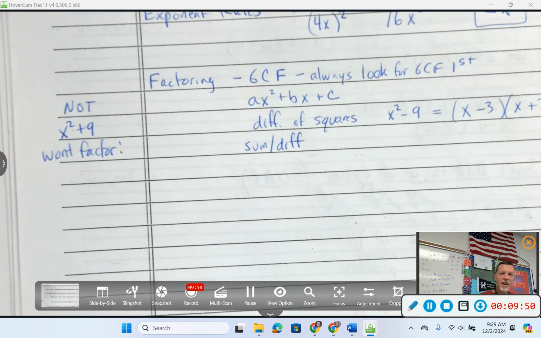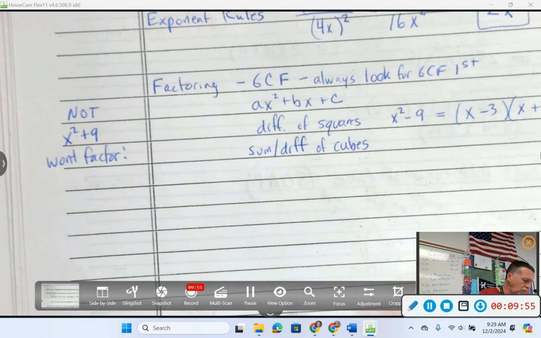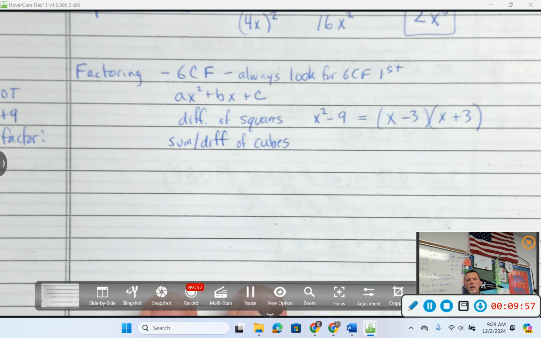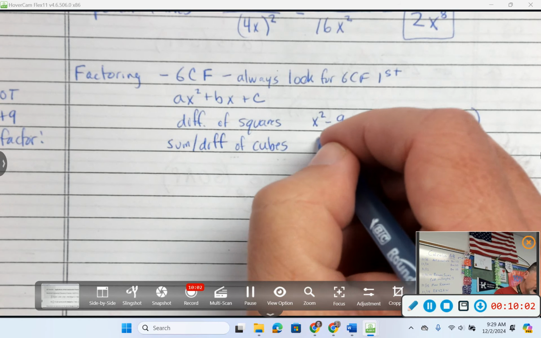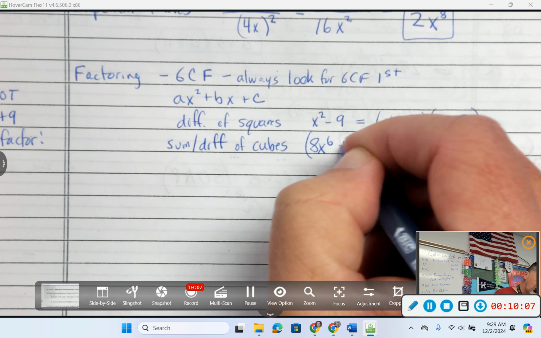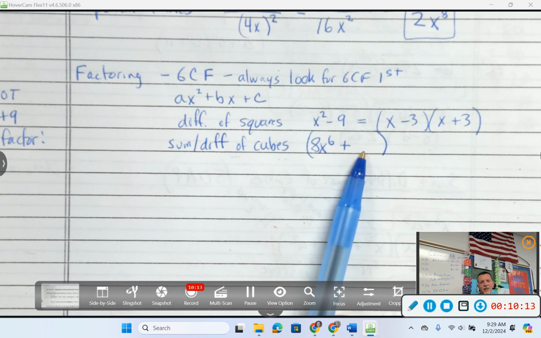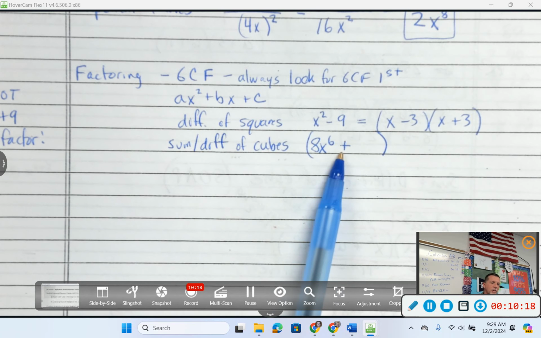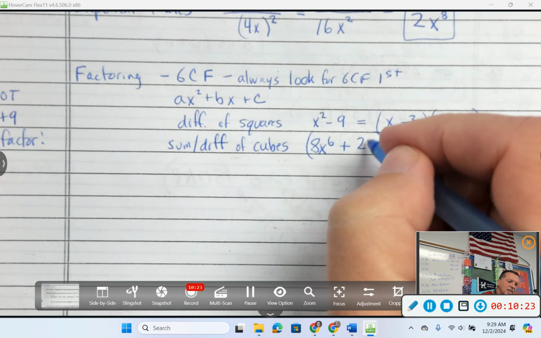What you can factor with a sum is cubes, sum and difference of cubes. So let's see. Let's do a sum. Let's go 8x to the 6th plus, you tell me, what number would I need there? What's an example of a number that could go there that would allow me to factor using sum of cubes? 27 is a good one, because that's a perfect cube.